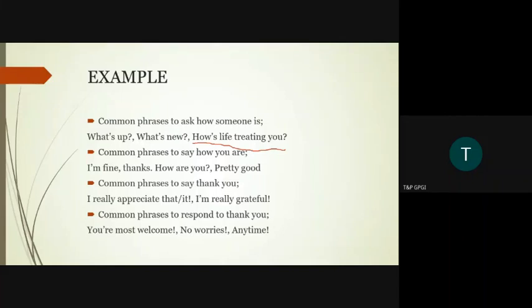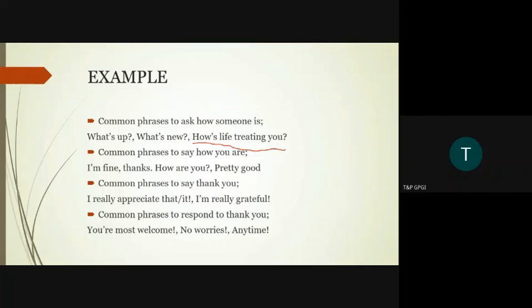Most common phrases to say how you are. The most common one is, I'm fine, thanks. How are you? How can you identify this as a phrase in a sentence? It's a responsive statement. If you are okay, not amazing, then you can say pretty good. If somebody is asking how are you, you can say pretty good. Short and sweet.